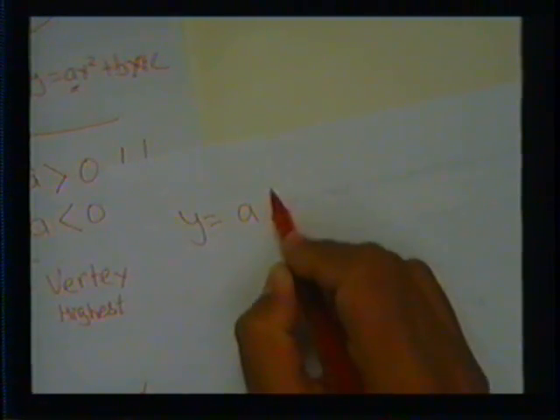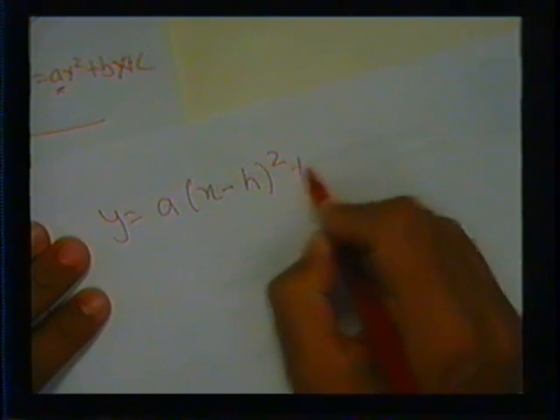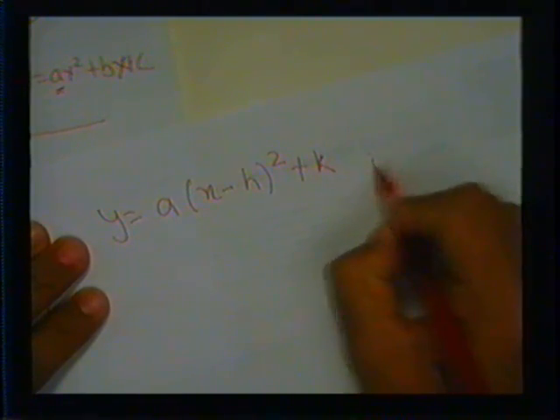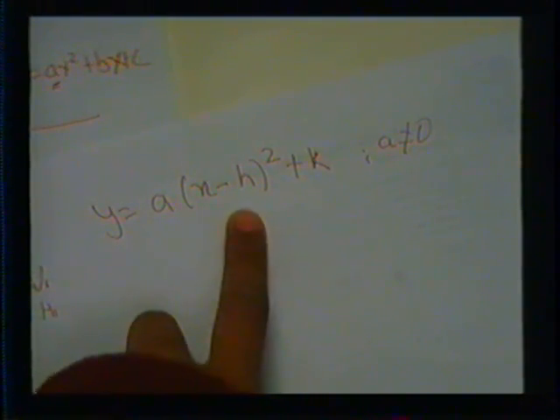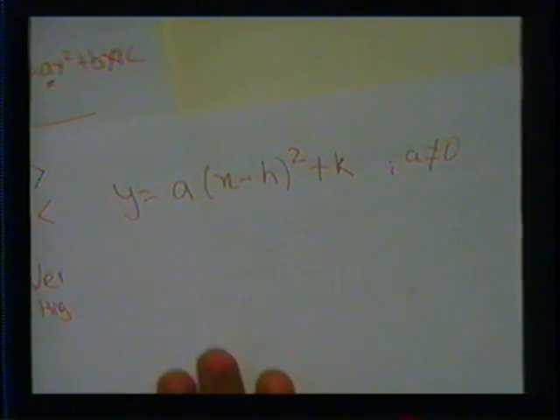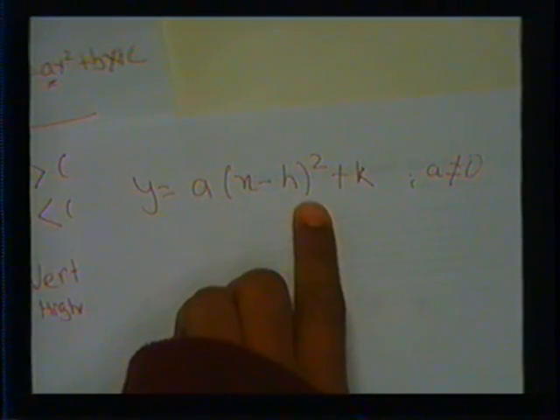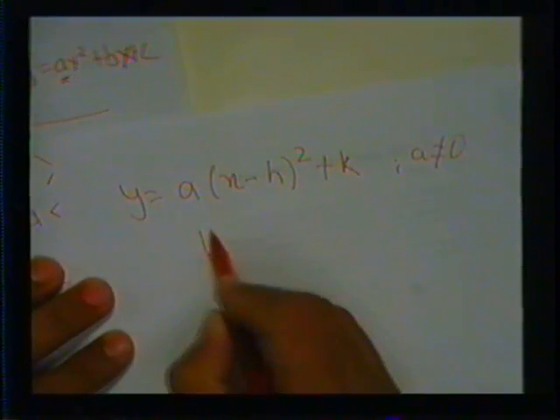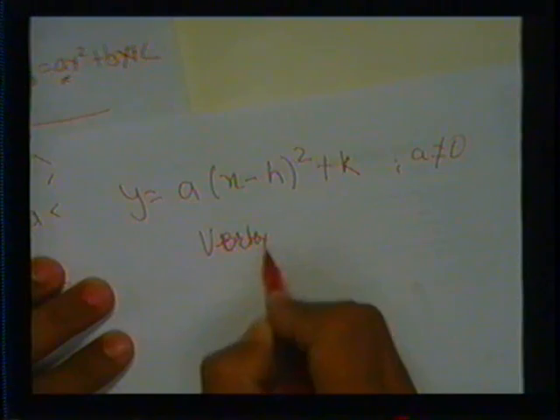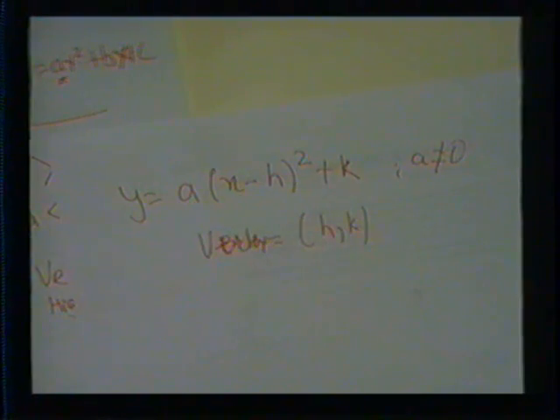Now if the equation is of the form y is equal to a times x minus h the whole square plus k, it is still a quadratic equation because your highest power is 2. Correct? In this case, your vertex is fairly simple. It is given by h and k. So h is your x value and k becomes your y value.